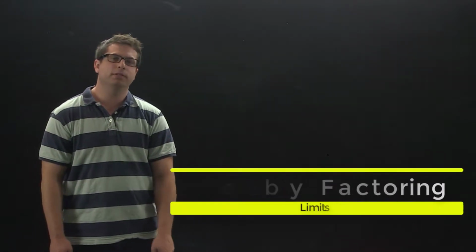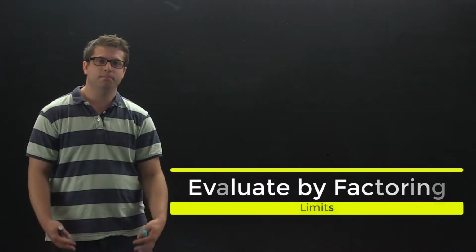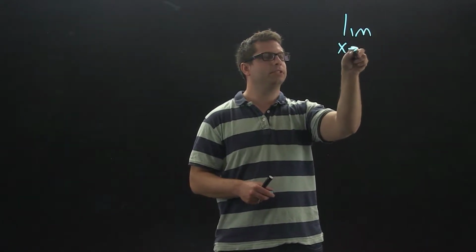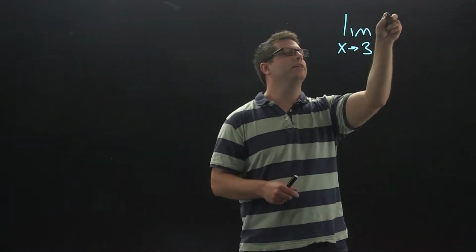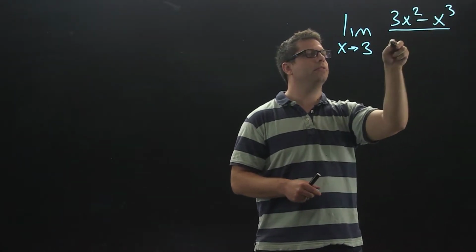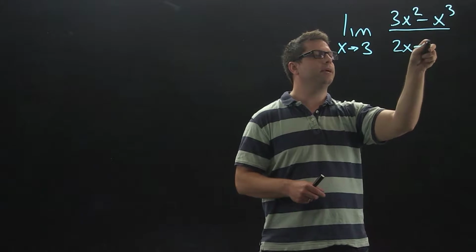In this video, we're going to talk about evaluating limits by factoring. The example we have is the limit as x approaches 3 of 3x squared minus x cubed all over 2x minus 6.